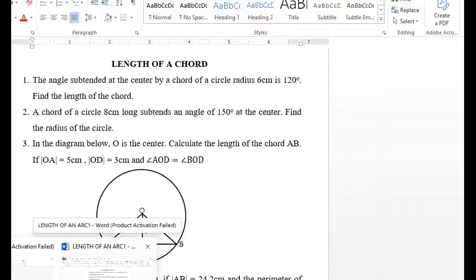So let's write down the information we have here. They said the radius is 6 cm and the angle is 120 degrees. Radius is 6 cm, that's my r. My r is 6 centimeters, and the angle is 120 degrees. So we are asked to find the length of the chord. Let's call it L.